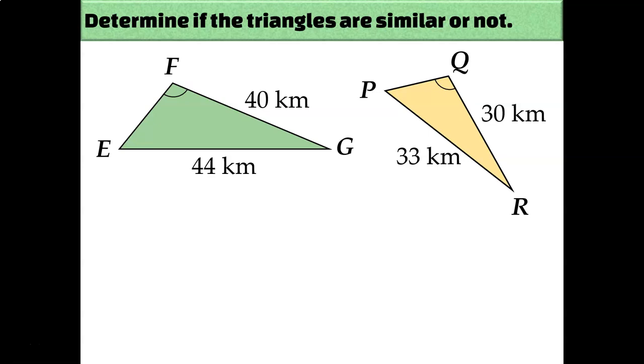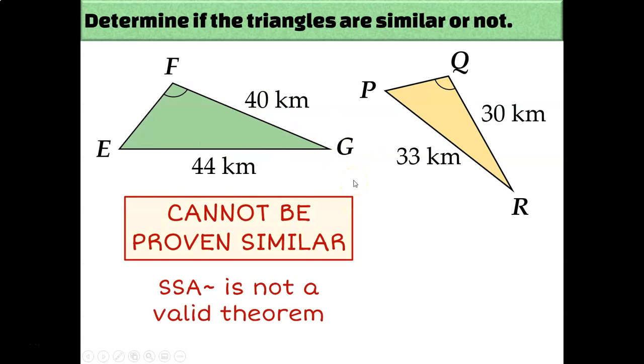But the side-angle-side similarity theorem says that two pairs of corresponding sides have to be proportional and the included angles congruent. The angle that I've been given is not included between the two sides that I've been given. So these I cannot prove are similar, because ASS similarity is not a valid theorem.